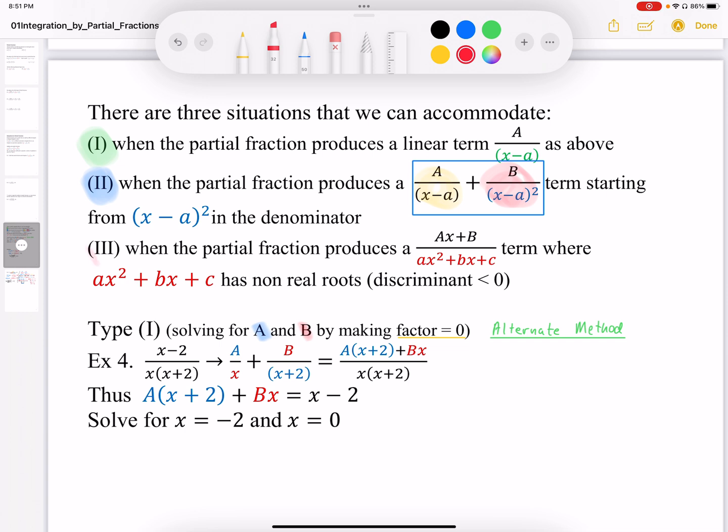We also have type 3. So type 3 is when we have a quadratic in the denominator that doesn't factor, and when the discriminant is less than 0. So this is not only non-factorable, it will have non-real roots. Okay, so b squared minus 4ac is going to be less than 0. So it means we have non-real roots, which means it's not factorable.